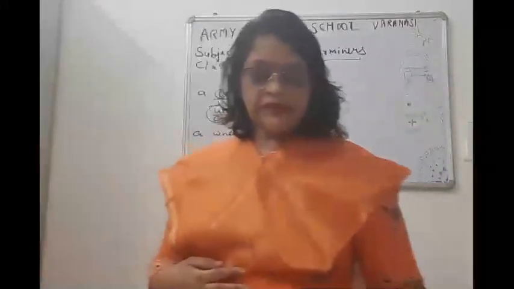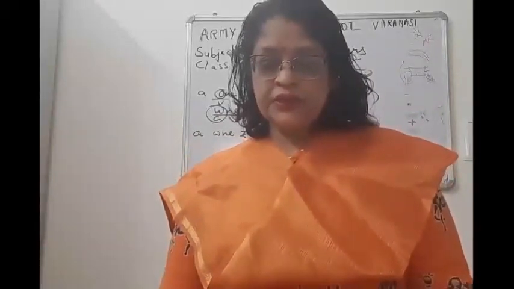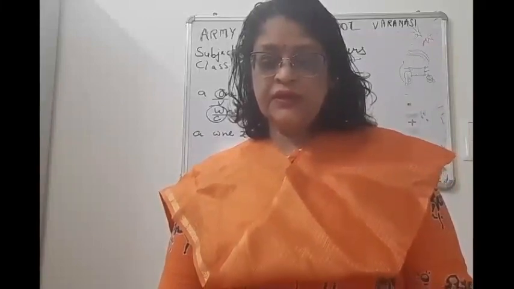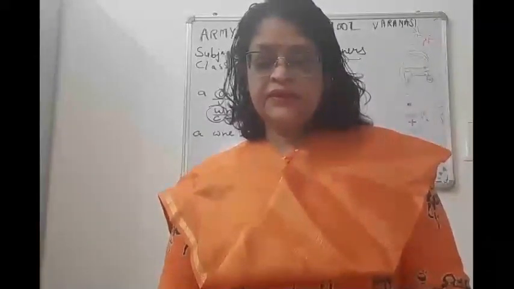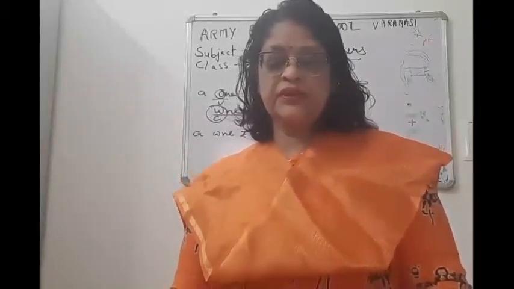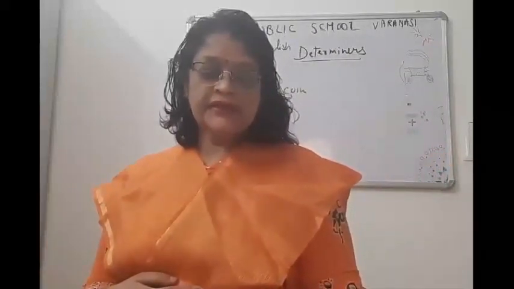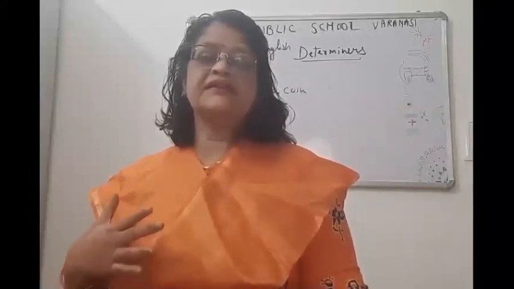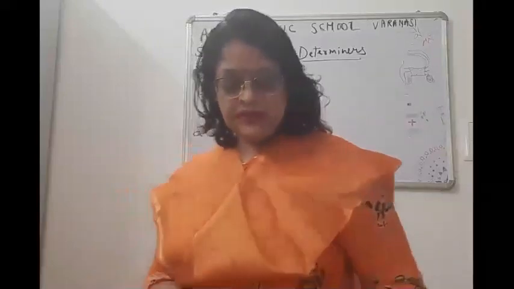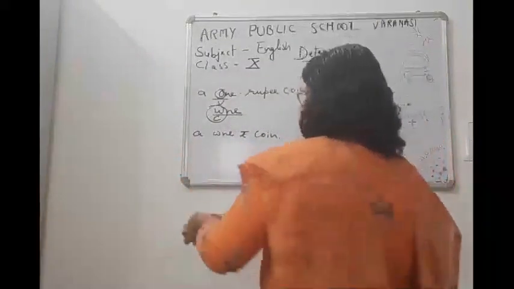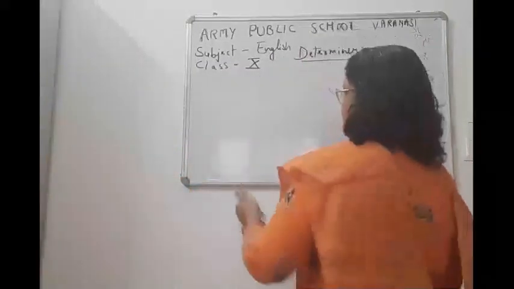Now children, I will be telling you the uses of an. An is used before a singular countable noun, and with the vowels, like an apple, an ant, an iron. So first of all, an is used with a vowel and with a singular countable noun. Uses of an.